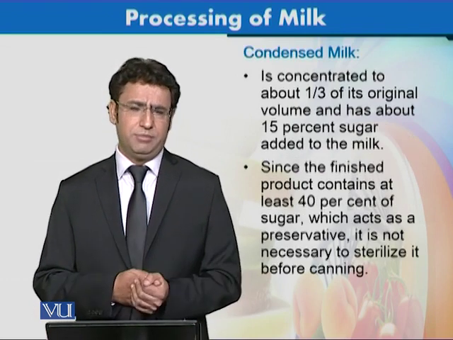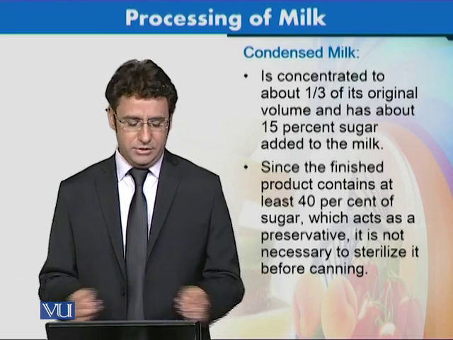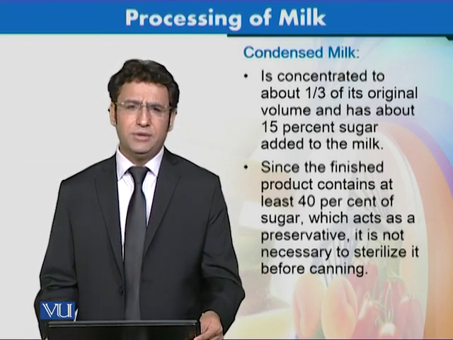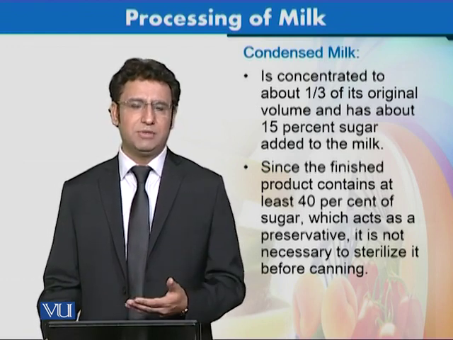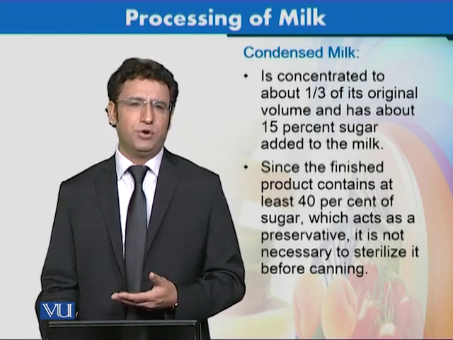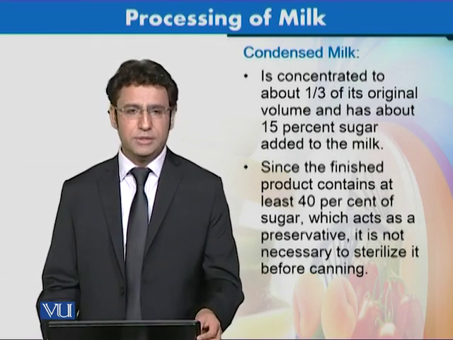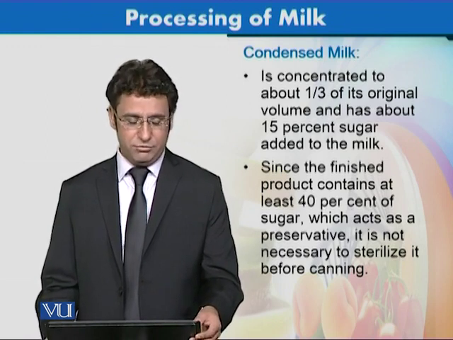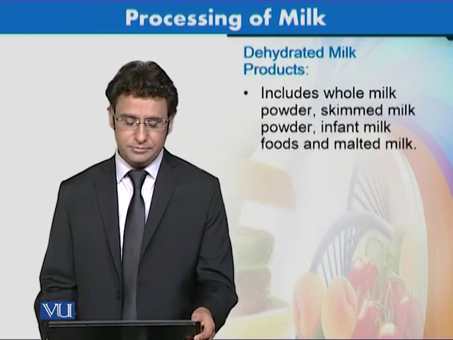Condensed milk is another category of milk in which the milk is concentrated to one third of the original volume, and then we add 15% sugar into this milk. So condensed milk would have very little moisture as well as a higher amount of sugar, around 40%. Both these factors would reduce the chances of microbial growth, and hence it would increase the shelf life of milk for a longer time. So this condensed milk can be stored for a longer time.